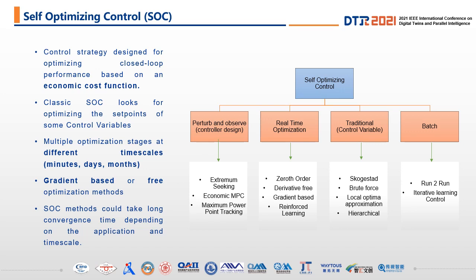According to the horizon of optimization, the self-optimizing control time scale could be in minutes, days, or months. In the same way, according to the scale, the convergence of the algorithm could be longer depending on the technique that you are using and the dynamics of the system.